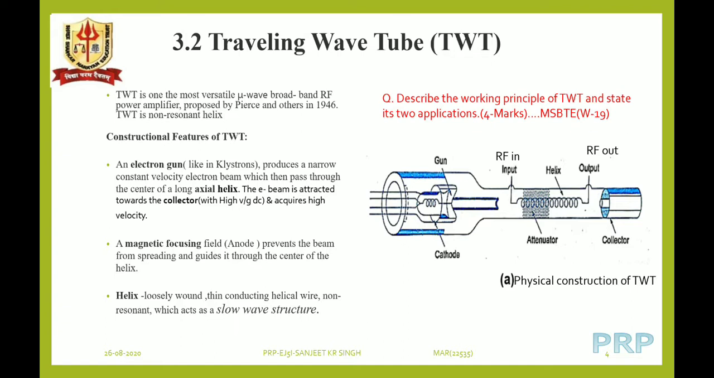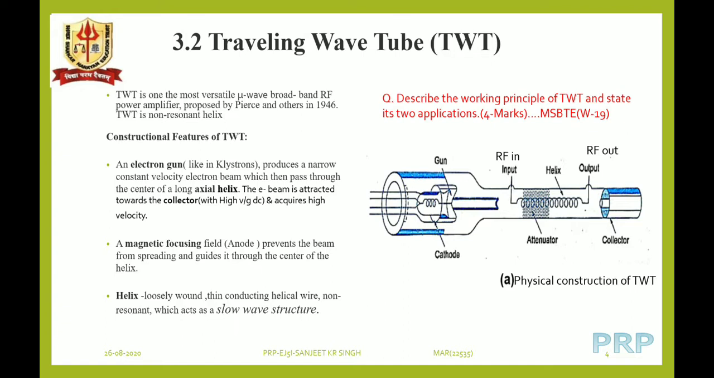So for the construction part, we see a similar gun assembly of the heated filament with the cathode radiating an electron beam, and that beam is focused with the help of the focusing anode and a magnetic field arrangement, electromagnet or permanent magnet, that makes it a narrow pencil beam. Then we see the helical structure, the slow wave structure, that is actually a loosely wound thin conducting helical wire. It is non-resonating.